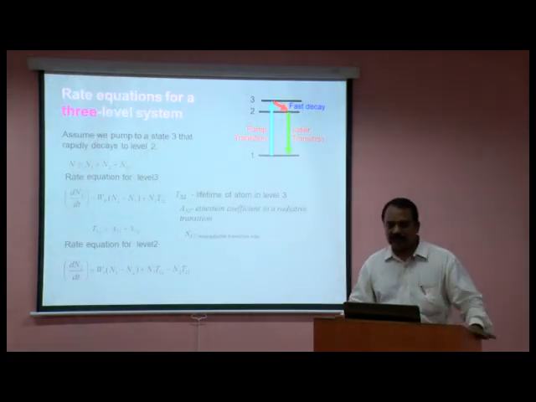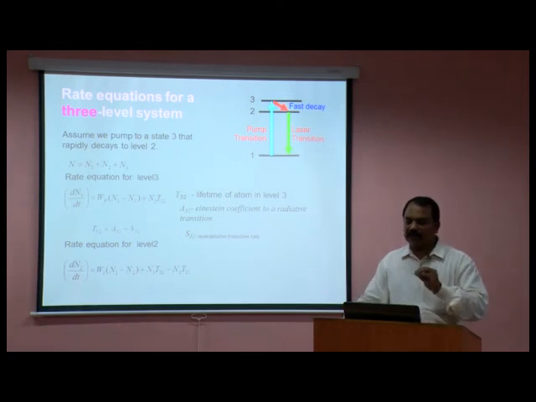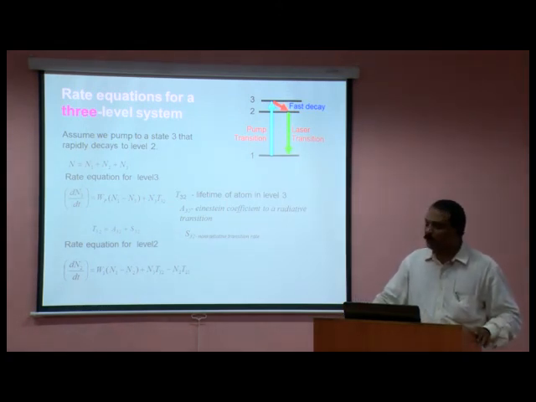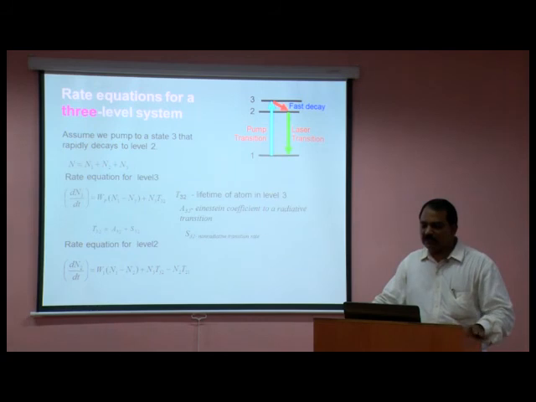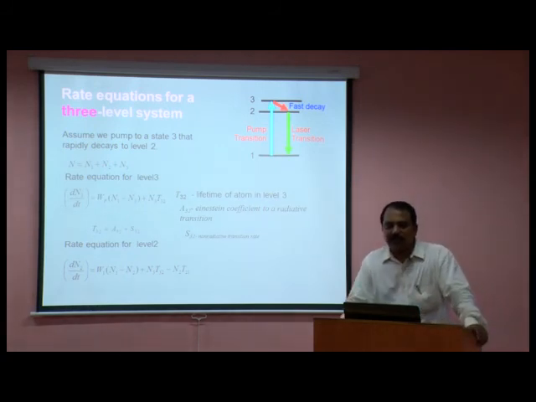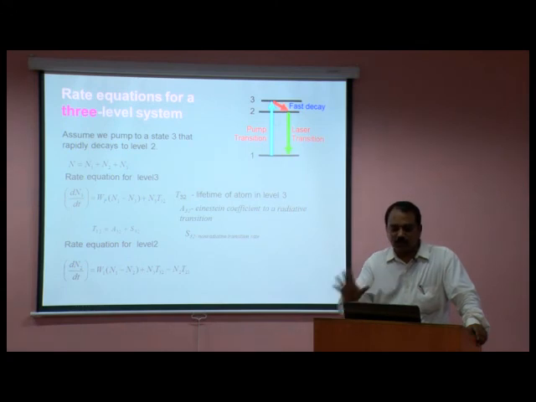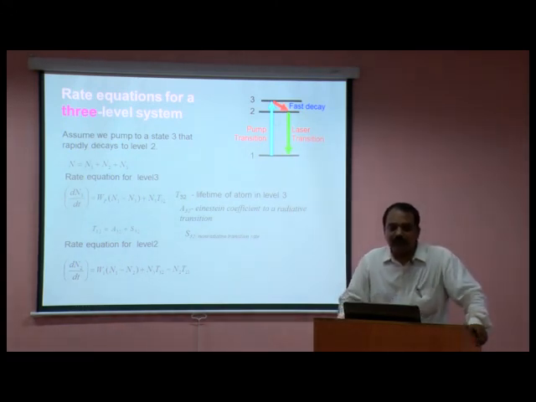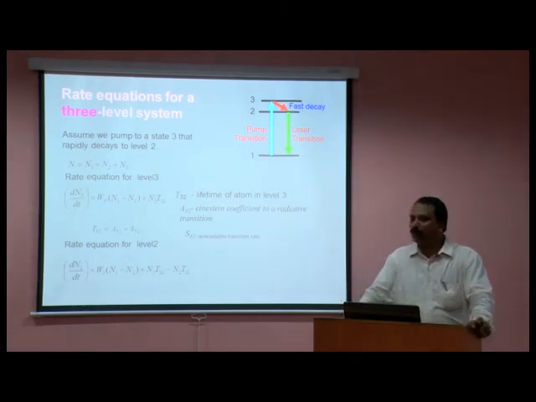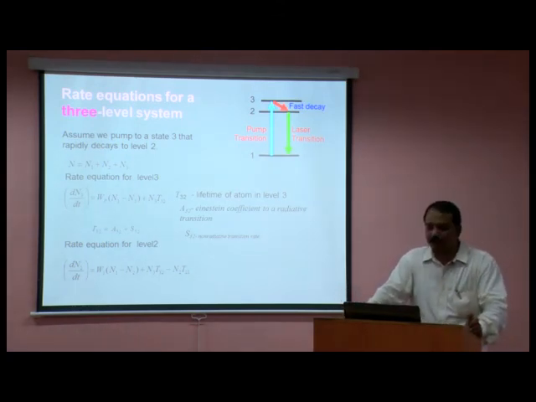So, let us come to the point of the rate equation for a three level system. The three level system consists of three levels: level 1, level 2, level 3. The number of atoms present in level 1 is N1, in level 2 is N2, and in level 3 is N3. So, if an atomic assembly is exposed to light energy, the total number of atoms present can be written as N is equal to N1 plus N2 plus N3.